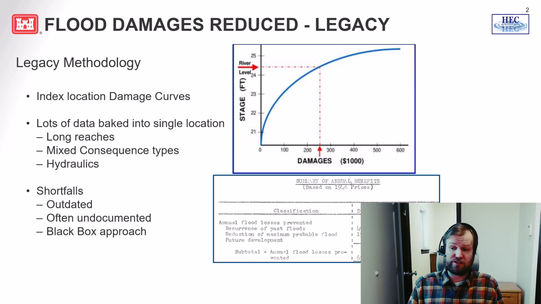Much of the time, these legacy methodologies are undocumented approaches, and it's very difficult to provide justification for these approaches. All this sums up to making it a bit of a black box analysis.